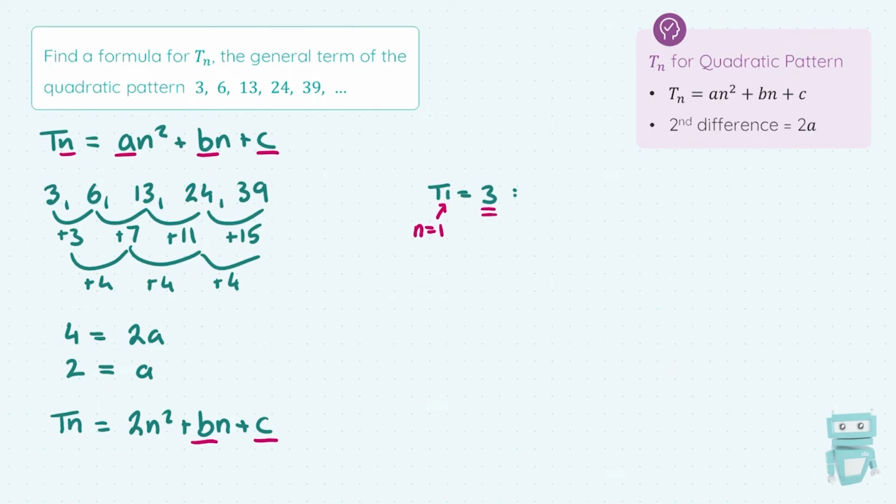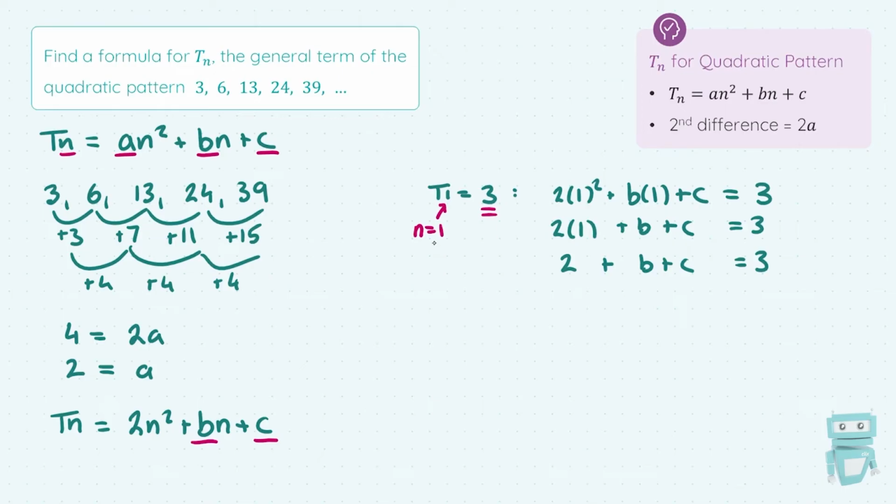So let's go ahead and sub n equals 1 into our Tn formula down below and let the result equal 3, because we know the first term has to equal 3. So I'm saying 2 by 1 squared plus b times 1 plus c, that first term has to equal 3. I'm simply going to multiply out and tidy up this equation. And I'm going to get the letters to the left, so I'm going to take 2 away from both sides here.